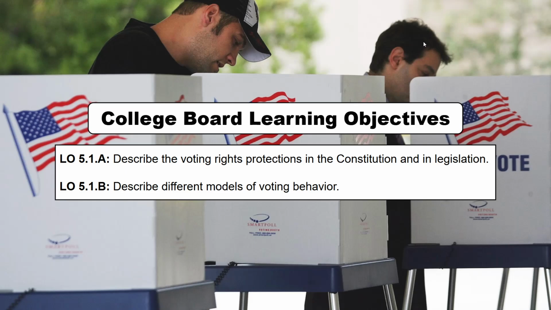Welcome back to AP Gov. We're going to kick it off with Unit 5. This is the very last unit you'll see before we start AP testing review. A lot of this is going to cover voting rights and voting behavior.